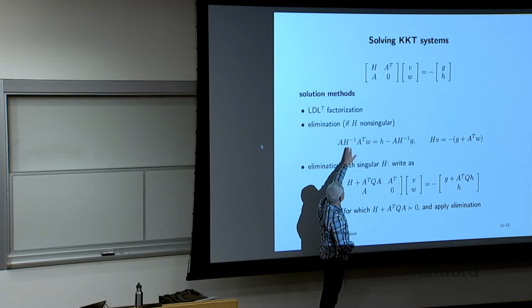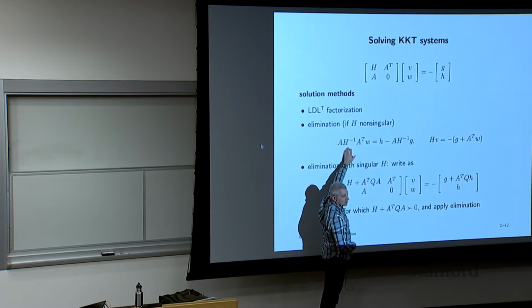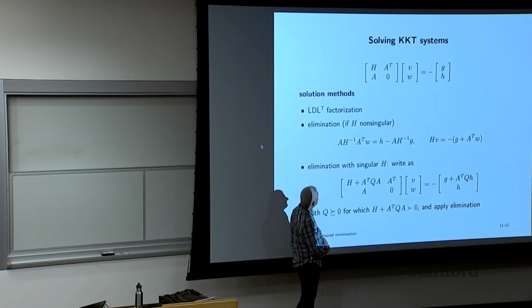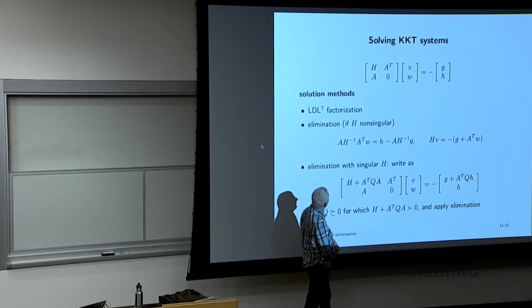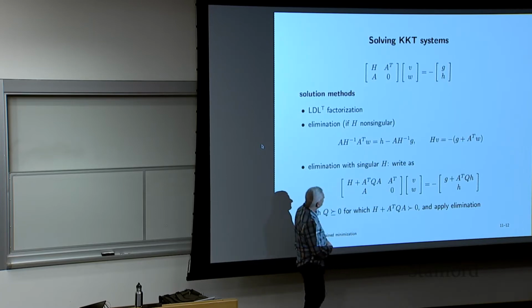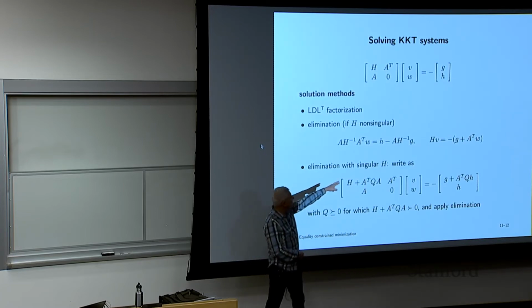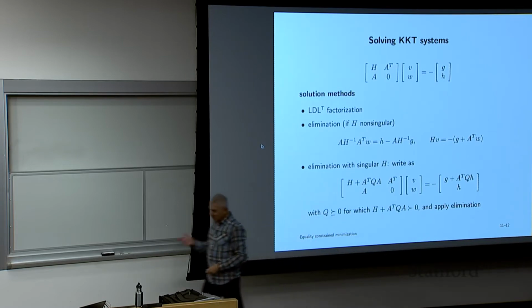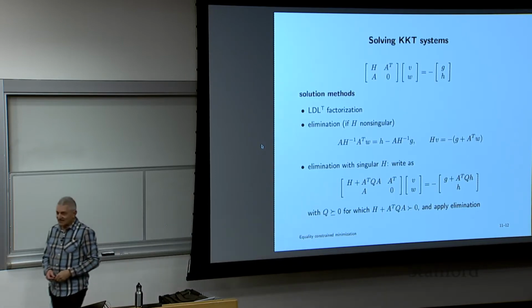And H inverse you shouldn't even worry about because it's diagonal, so it's kind of a silly thing, right? And then you'd end up with something like that, right? So once you form this, this would allow you to solve for W. Once you solve for W, you solve for V over here, right? And that's cheap. Well, it's silly. H is diagonal, so that's the idea.